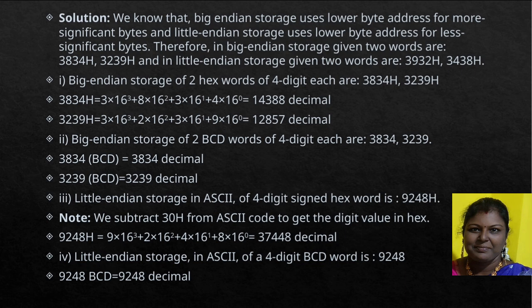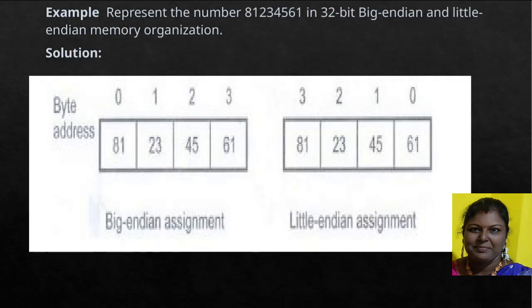Let's look at how to represent the number 81,234,561 in 2 common memory formats, 32-bit big-endian and little-endian. Big-endian stores the most significant byte first. That means the highest value part of the number comes first in memory. Little-endian does the opposite. It stores the least significant byte first, putting the smallest part of the number at the start. Understanding these formats is key when working with low-level data or different computer architectures.